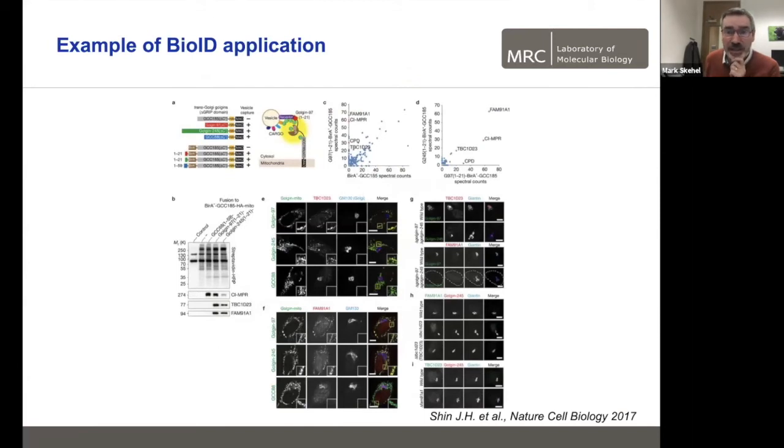And so this is just an example of that BioID application. This was John Shin in Sean's lab. They're looking at vesicle trafficking, and as vesicles bind to the Golgi via tethers, you get SNAREs on both membranes, which drive fusion. So they're looking at these tethers that bind the vesicles, particularly the Golgins.